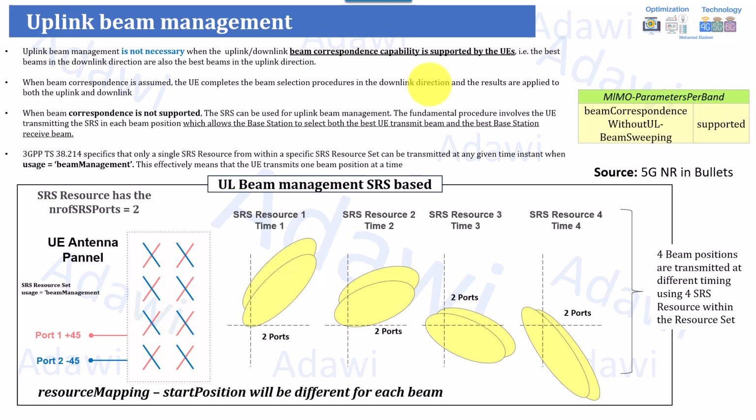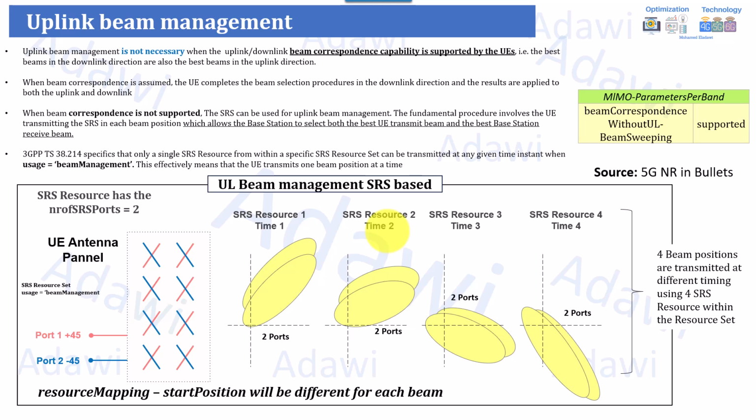However, in case it's not supported, the SRS can be used for uplink beam management. In case uplink beam correspondence is not supported, then the SRS can be used by the gNB to select the best beam in uplink. So what does this mean, and how does it work in 5G in general?